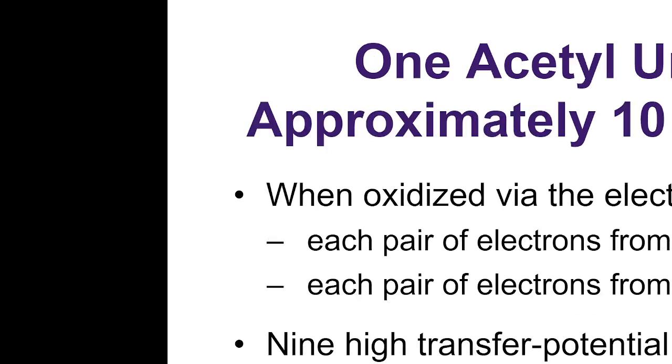When oxidized via the electron transport chain, each pair of electrons... now we will actually cover the electron transport chain, but so you understand the overall results of what we're looking at, each pair of electrons from the NADH is going to generate 2.5 ATP on average. Each pair of electrons from the FADH2 is going to generate approximately 1.5 ATP, again on average.